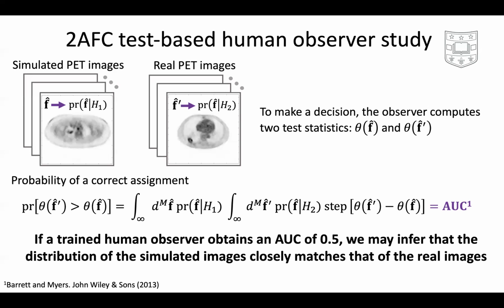Now, let us be reminded that in the ideal observer studies that we described earlier, an ideal observer that yields an AUC of 0.5 leads to the inference that the distribution of simulated images exactly matches that of the real images. Thus, in this 2AFC test-based observer study, if a trained human observer obtains an AUC of 0.5, we may then infer that the distribution of the simulated images closely matches that of the real images.